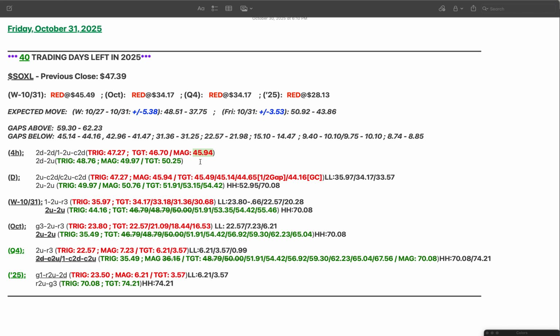Now, if we go back to the upside, we get the 2 down, 2 up on the 4-hour, triggering at 48.76 with a magnitude of 49.97, and then we'll put an extended target out there of 50.25. All right. Now, if we get to that 49.97 level, that triggers the day, right? So from the day, we'll talk about the downside first. The day would be a 2 up combo 2 down, or a combo 2 up, combo 2 down, depending on whether we reach this 45.94. But for the 2 up combo 2 down, the trigger is 47.27. We go below that, the ultimate magnitude for that move on the day chart is 45.94.